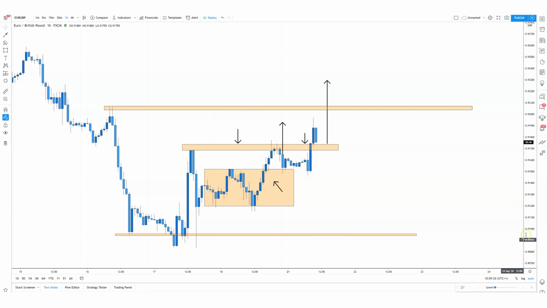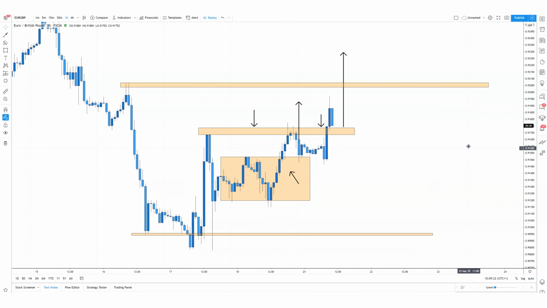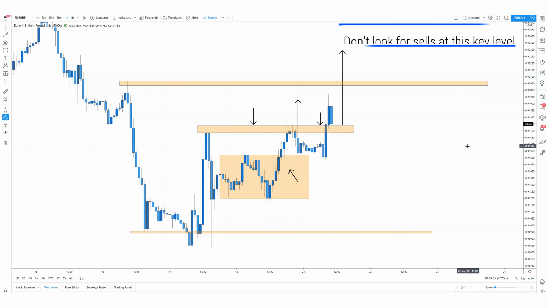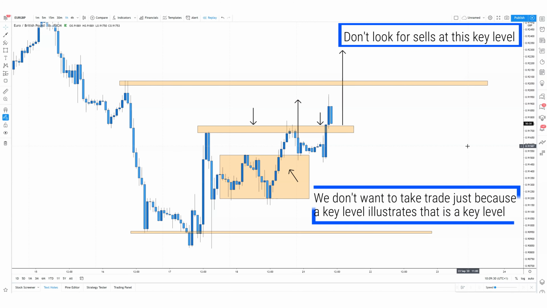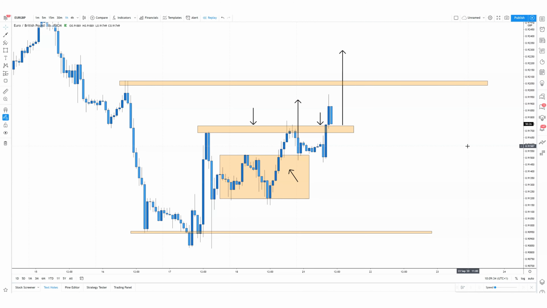Next pair we'll take a look at from yesterday. Now, what did we say about euro pound? We said yesterday, don't look for sells at this key level. We're not supply and demand traders. We're not support and resistance traders. We don't want to take trades just because a key level illustrates that it's a key level. We need to follow the behavior. And where did that behavior come from?